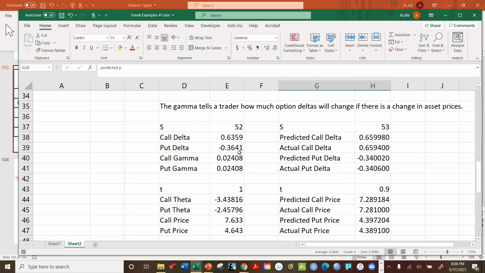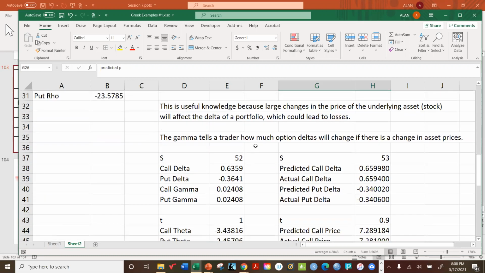For this one, I changed the stock price. No, actually, sorry, I changed the stock price and I used the predicted change in the delta from the gamma. And you can see those are very close to each other.